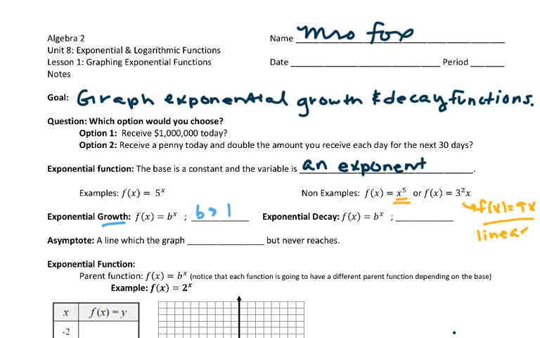Now, exponential decay is going to happen when that b value is between 0 and 1. Okay. Now, it wouldn't be 0 because 0 to a power is just going to be 0. So again, you would get stuck with that horizontal line that doesn't change. Can't be 1 because we already talked about that. You will actually never have a negative b value.